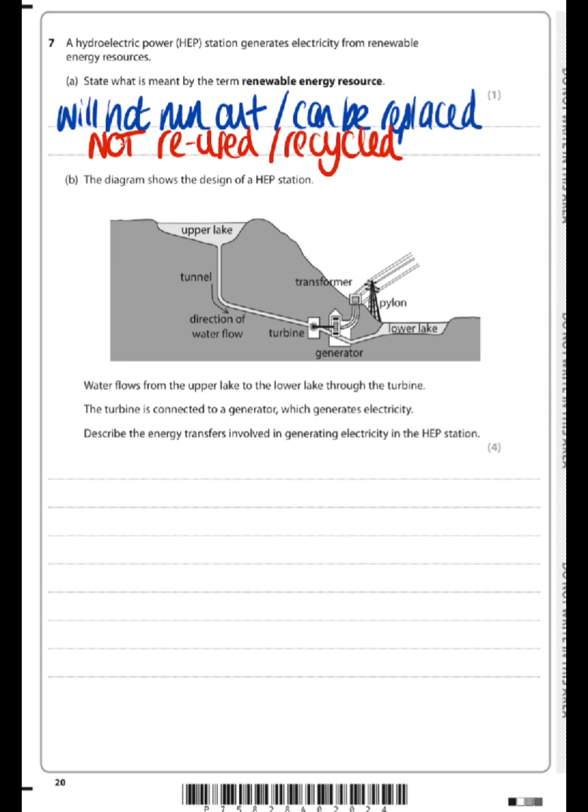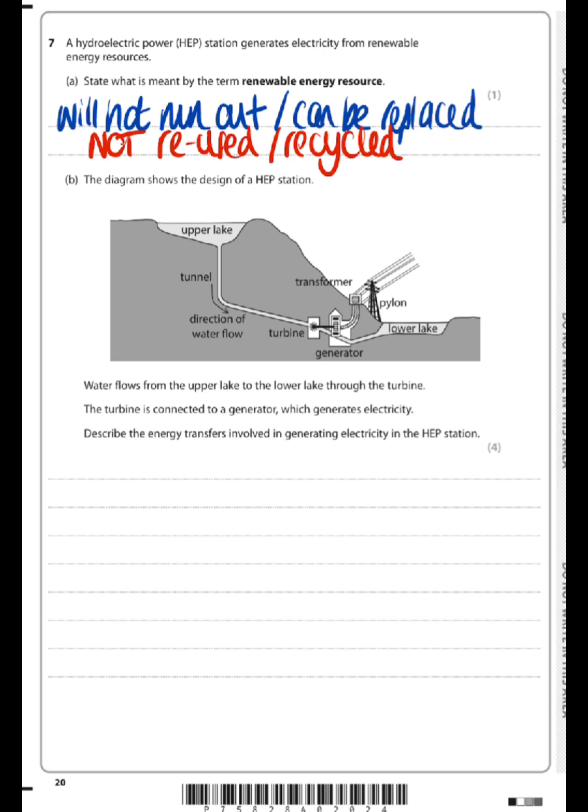Then we're shown the diagram of a hydroelectric power station, told how the water flows from the upper lake to the lower lake through a turbine. The turbine is connected to a generator. Describe the energy transfers involved in generating the electricity. So there's lots of things we can talk about here.